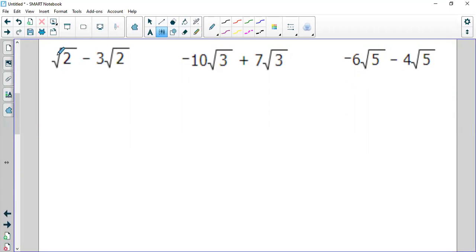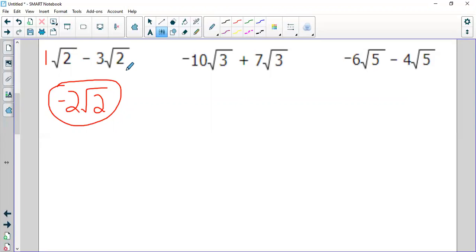All right, so the first set, square root of 2 minus 3 square roots of 2. Well, remember, there's a coefficient here of 1. So it's just 1 minus 3 gives me negative 2 times the square root of 2. There's my answer. Notice my radicand inside the radical didn't change because I'm not multiplying them.